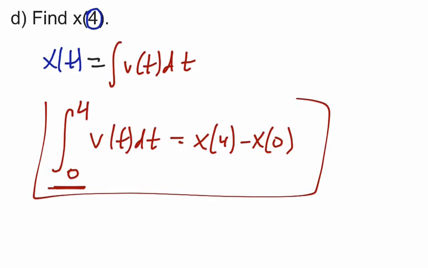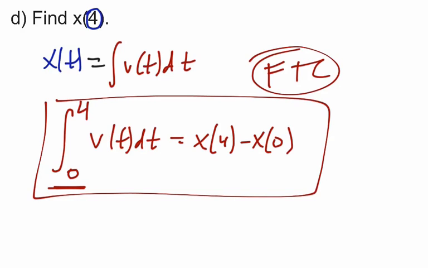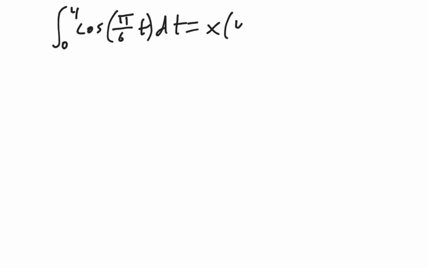Alright, I'm going to take this to the next page so we have a little bit of room to work, but this is our starting point. This is the fundamental theorem of calculus, rewritten to help us. So I have the integral from 0 to 4. Plugging in the velocity, we get cosine of pi over 6t dt, and this will be equal to x of 4 minus x of 0.